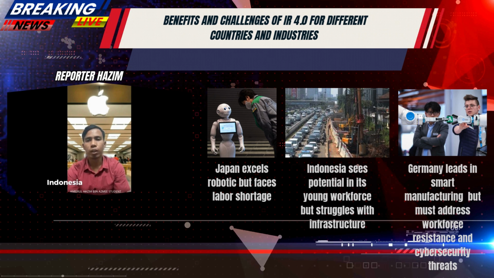Globally, countries like Japan, Indonesia, and Germany approach IR 4.0 differently based on their unique strengths, challenges, and aspirations. Japan excels in robotics but faces labor shortages. Indonesia sees potential in its young workforce but struggles with infrastructure. Germany leads in smart manufacturing but must address workforce resistance and cybersecurity threats. Despite varying levels of progress, IR 4.0 presents significant opportunities and challenges in economic collaboration and competition. While nations like Germany and Japan leverage their technological advancement for global influence, developing countries like Indonesia must focus on infrastructure, upskilling, and policy reform to remain competitive. The widespread adoption of IR 4.0 highlights the need for innovation, adaptability, and international cooperation to maximize its benefits while overcoming associated challenges.